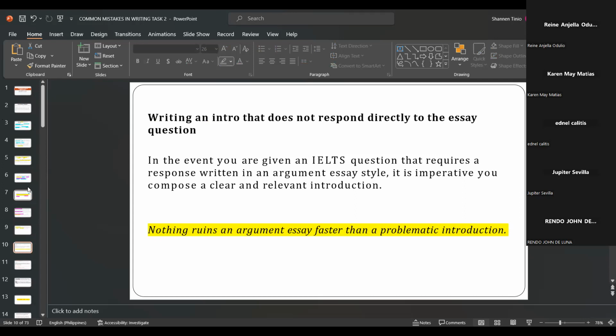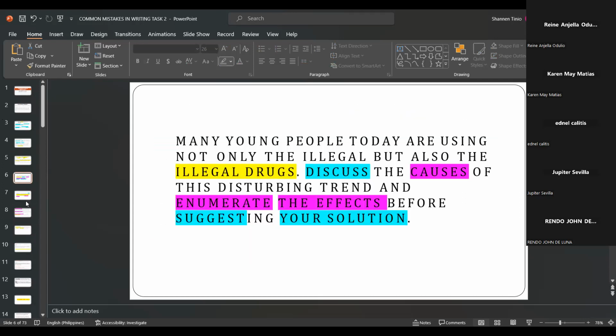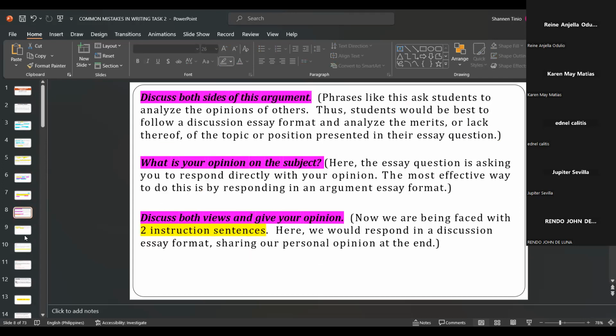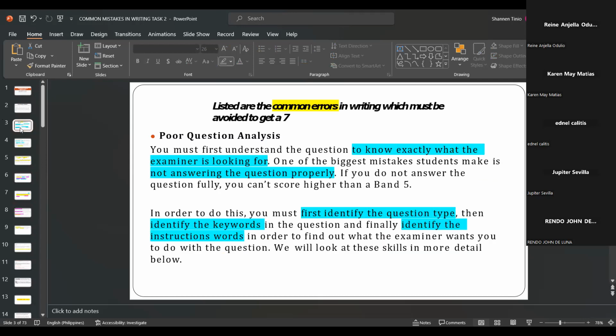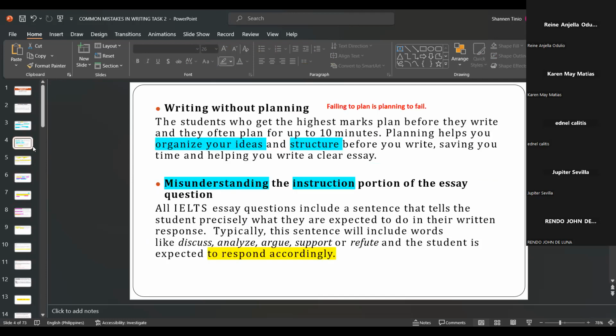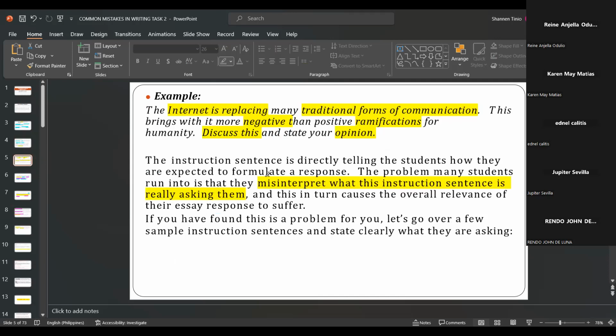Okay. So, ayan na. Na-discuss ko naman ng maayos yung mga samples ng magiging instructions sa writing activities. Again, common errors in writing. Number 1, poor question analysis. Writing without planning. Misunderstanding the instruction question. Okay?